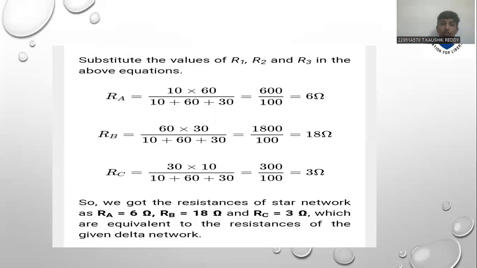So this is the way how you convert delta to star transformation. On applying the formula Ra is equal to R1 R2 by R1 plus R2 plus R3, Rb is equal to R2 R3 by R1 plus R2 plus R3, Rc is equal to R3 R1 by R1 plus R2 plus R3. So on substituting the given R1, R2, R3 values, we'll get Ra is equal to 6 ohms, Rb is equal to 18 ohms and Rc is equal to 3 ohms.